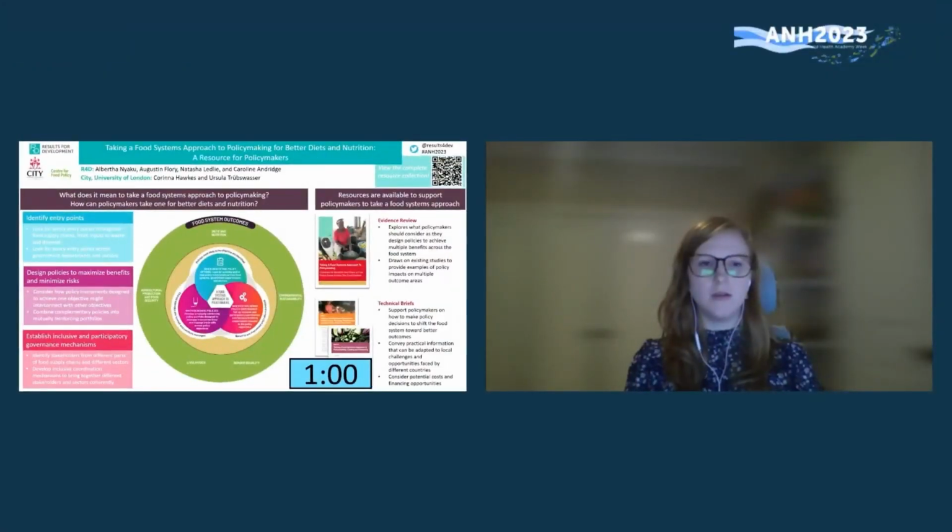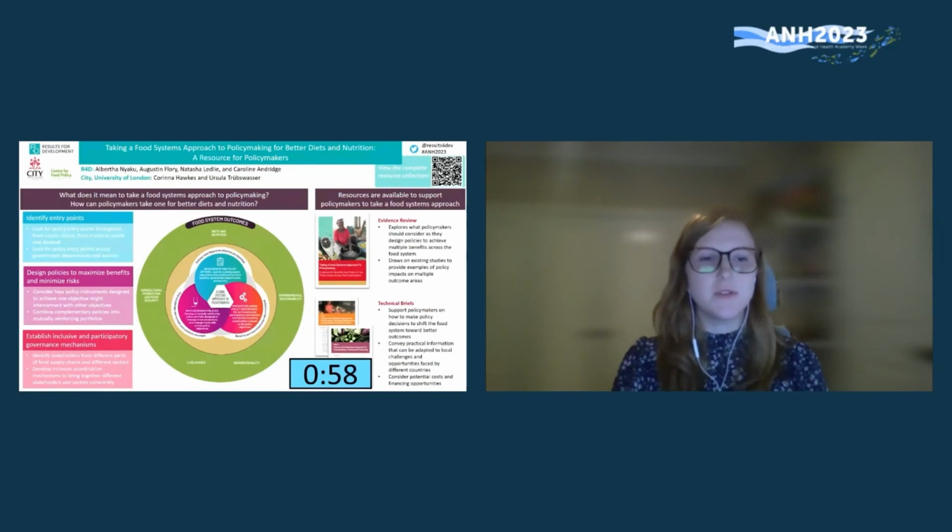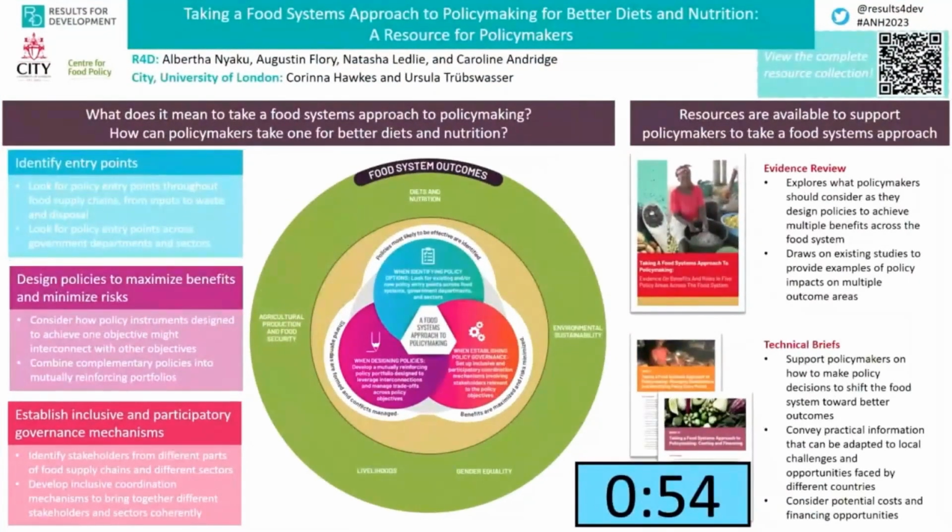Caroline Andridge. At the UN Food System Summit, there was a focus on leveraging connections within a food system for greater impact. We saw exciting commitments to take a food systems approach for better diets and nutrition, without a firm sense of what that actually means for country policymakers. In response, we worked with an advisory group to develop a suite of resources to help answer that question. The resource explores both what a food systems approach is, with the 3-step iterative model on the left, and how to take one, with the resources on the right.